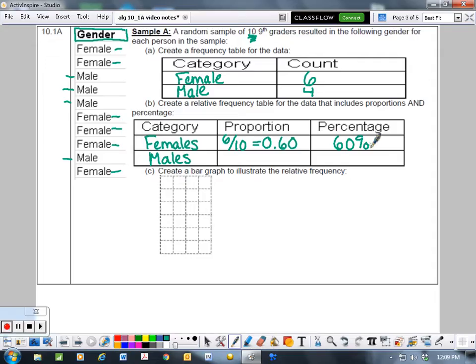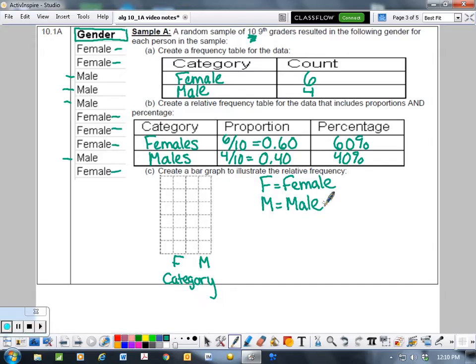And then I do the same thing for males. So 4 divided by 10, which is 0.40, which is 40%. So 60% of our sample were females, 40% of our sample were males. Now we go ahead and graphically represent that. So we put our category on the bottom. And so we're going to have a female spot, and we're going to have a male spot. And typically, if you do F and M, you have to say F equals female, a little key for us, M equals male.